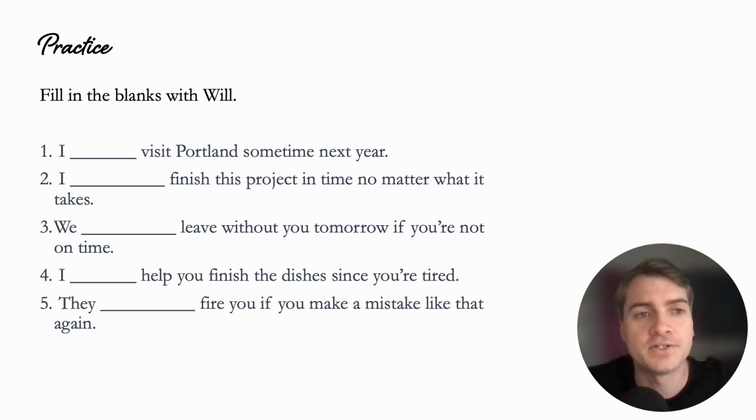Okay, let's look at the answers. Now, obviously, I said fill in the blanks with the word "will," so every one of these should have the word "will." If you did not get "will" here, let's take a deep breath, slow down. Let's work through these things a little bit simpler. Again, fill in the blanks with "will." So the first one, "I will visit Portland sometime next year." Okay, this is my intention. I'm planning to do it.